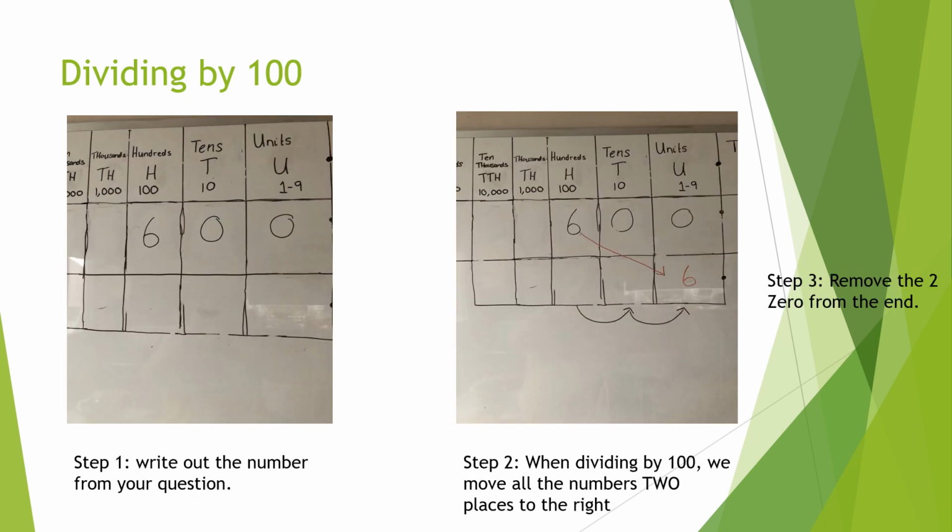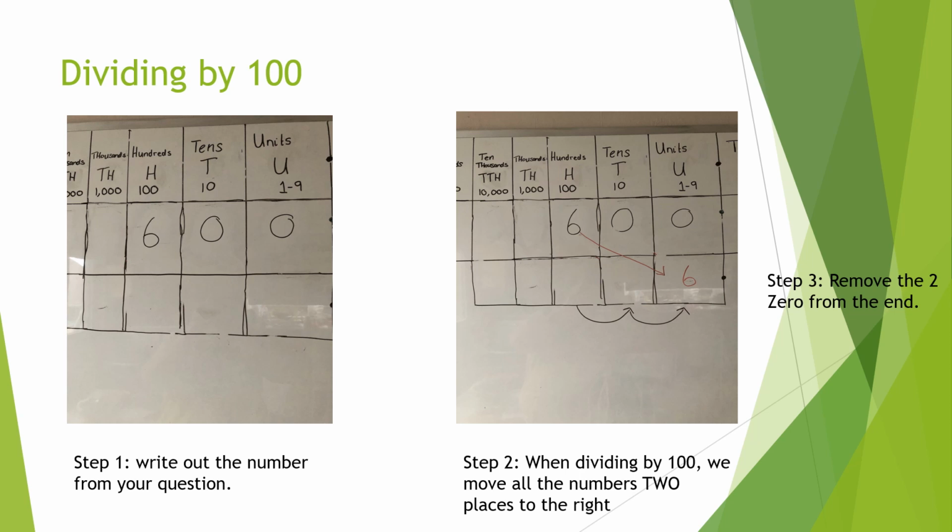Now, when we're dividing by 100, we're going to be moving those numbers 2 places to the right. So step 1, I've written my numbers out again. This time I've got 600. And then step 2, if you follow my red arrow, you can see I've moved that 6 from the hundreds column, 1 place to the tens, another place to the units, so it goes 2 places to the units column. So the 6 in the 100 becomes 6 units when I've divided by 100.